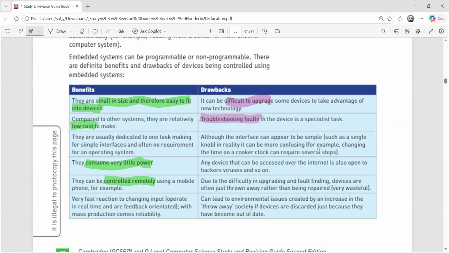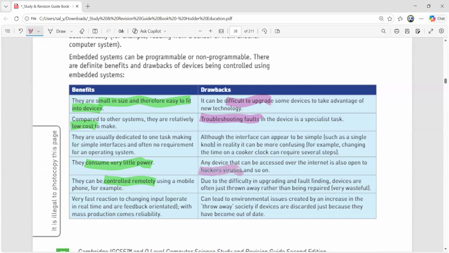Interface can appear to be simple, such as a single knob. In reality, it can be more confusing. For example, changing the time on a cooker clock can require several steps. Maybe it is not convenient for some people. Some people are not tech savvy, so that might be a problem for them. Any device that can be accessed over the internet is always open to hackers or viruses. So we cannot stay away from hackers or viruses at all.